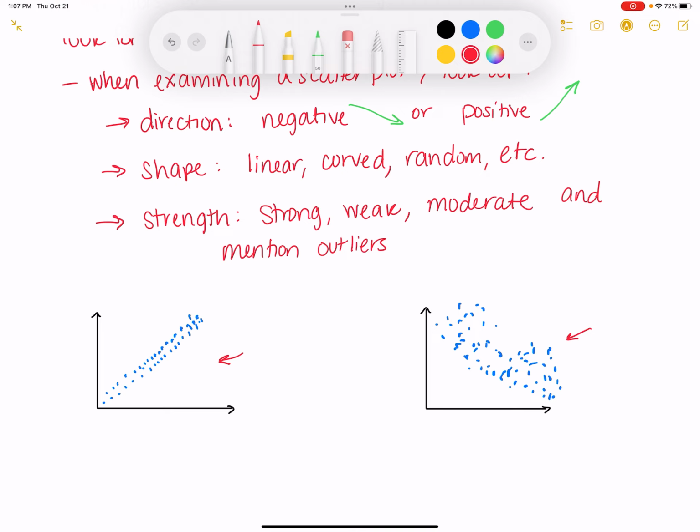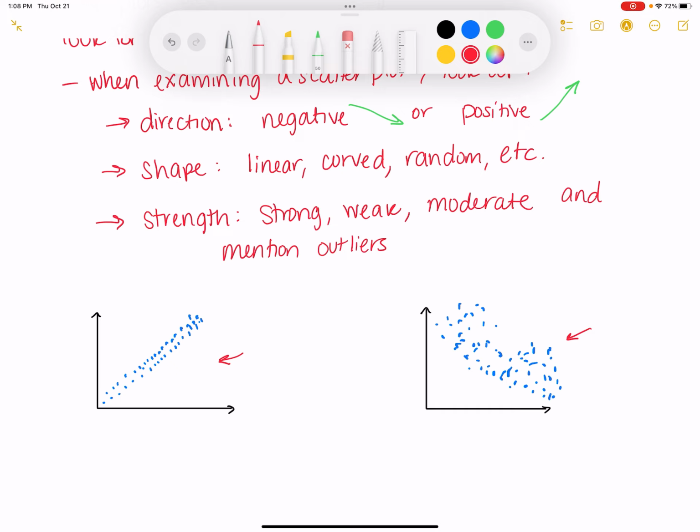Are you gonna describe them? Sort of, yeah. I mean, we did it last year. And we're kind of doing it this year. All right, so this left one, if you had to guess, talking about its direction, its shape, and strength, how would you think to describe it? I would call it positive, linear, and strong.